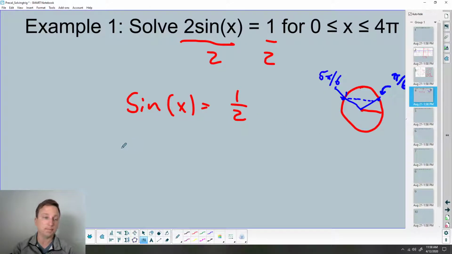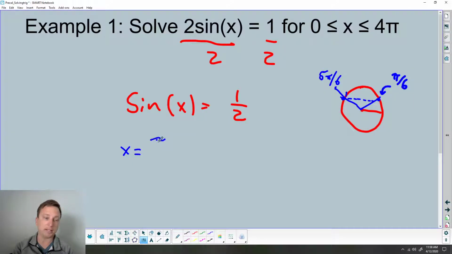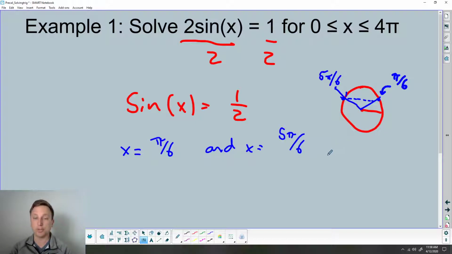So this would be x is equal to pi 6ths, and x is also equal to 5 pi 6ths. So this would be for x values from 0 radians to 2 pi radians, so if we go one revolution around the circle. But what we're asked is we want to go to 4 pi. So we want to go through one more period, or go around the unit circle another time.